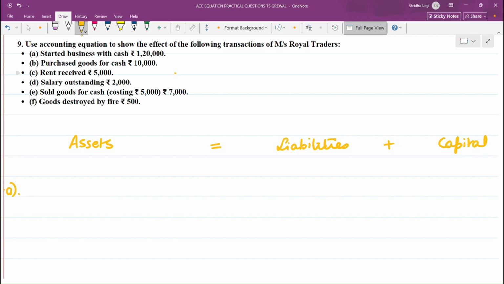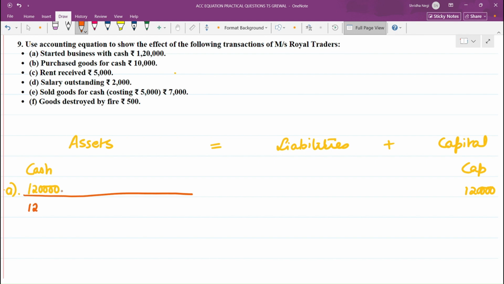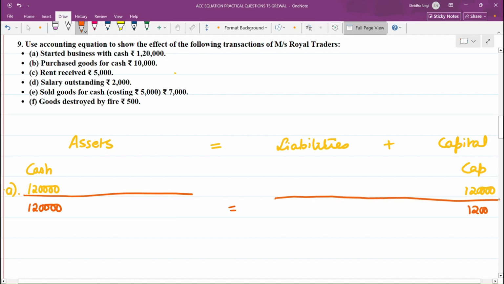ठीक है. Started business with cash 1,20,000. तो cash आ रहा है as an asset 1,20,000 and your capital is also increasing by 1,20,000. Okay. Now let's get the balances down. 1,20,000 is equal to, draw a line, 1,20,000. ठीक है.